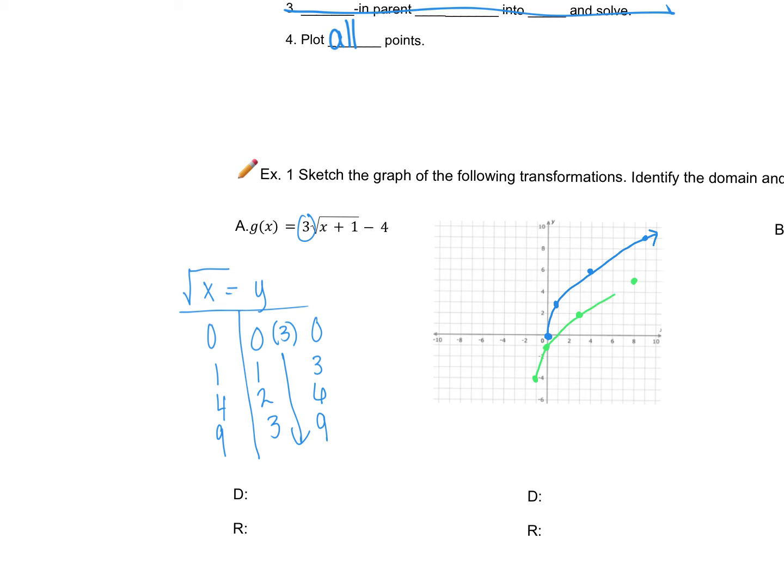So our final guy is this green one. We name it g of x. My domain would be from -1 to infinity. My range would be from -4 to infinity.